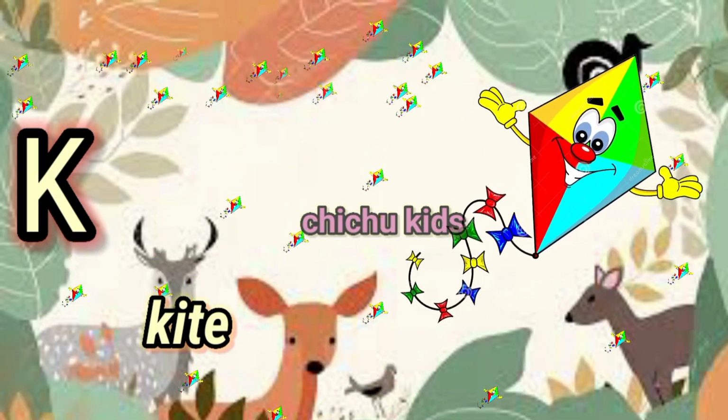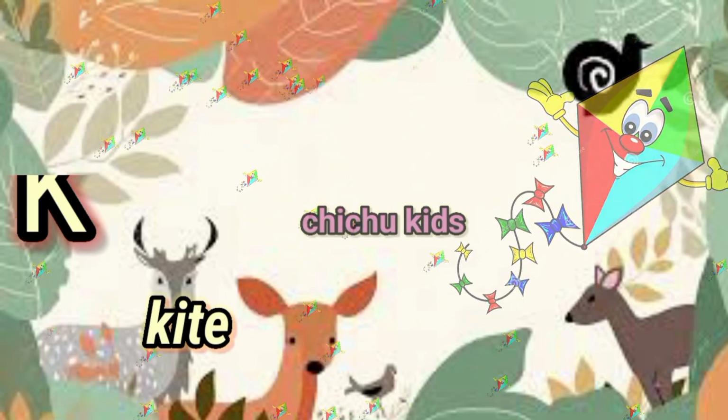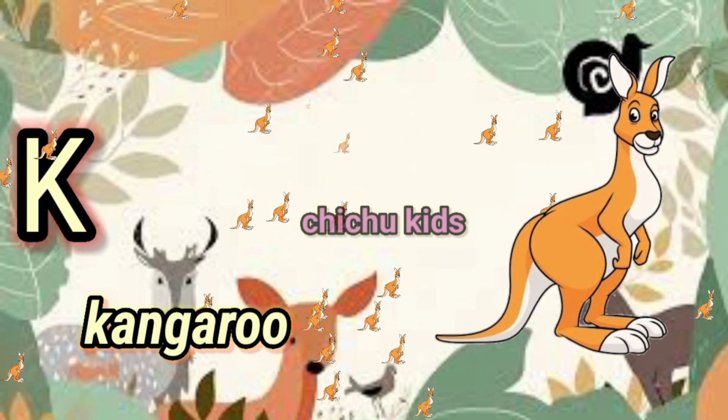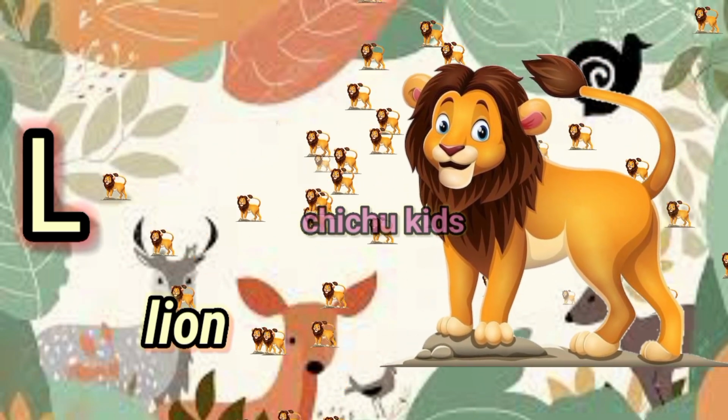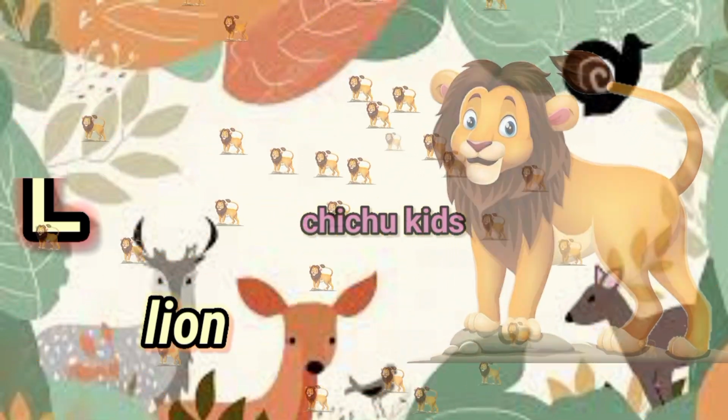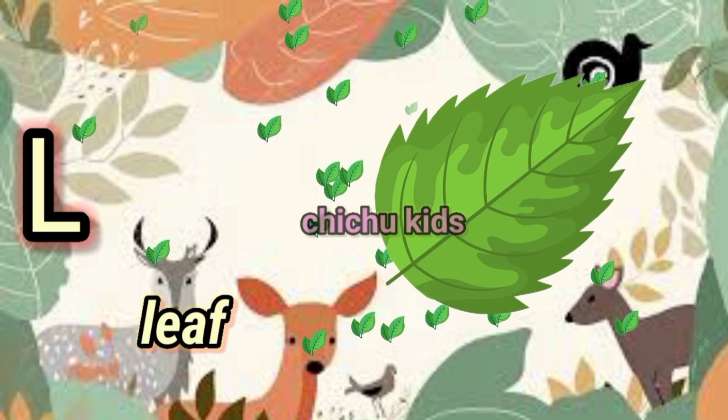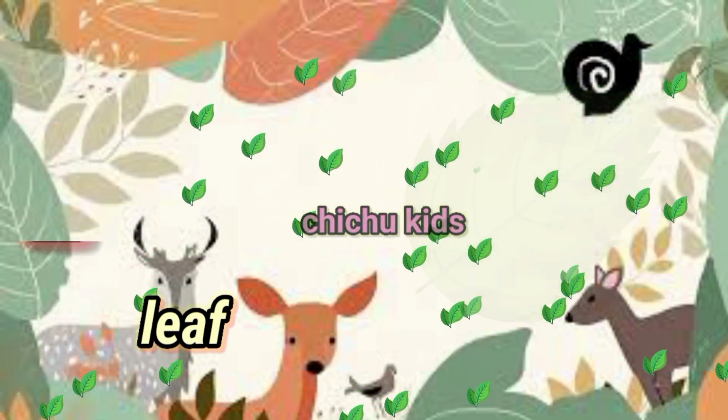K for kite. K for kangaroo. L for lion. L for leaf.